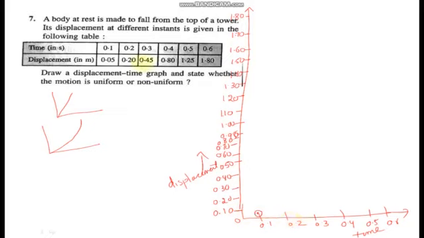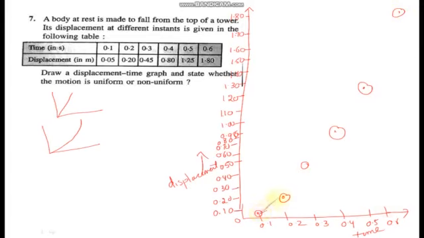For 0.2 the displacement is 0.20, that is here. For 0.3 it is 0.45, which is in between, here 0.50, 0.40. For 0.4 we have 0.80, so 0.80 is somewhat here. For 0.5 it is 1.25, which is here. For 0.6 it is 1.80, like here.